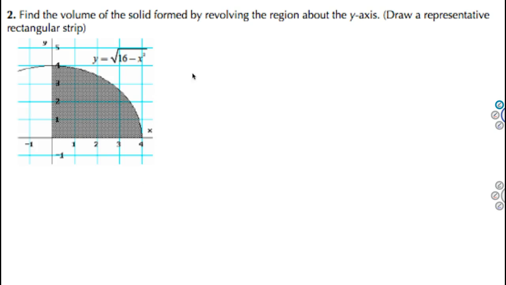Okay, so now let's try the dreaded y-axis. If I have a y-axis, the first thing I know I need to do is rewrite my equation that was given to me in terms of x. So find the volume of the solid formed by revolving the region. They're talking about this gray region. And so we're talking about this being my radius of revolution. With that being my radius of revolution, I need to get this as an x equals. So I'm going to go ahead and square both sides.